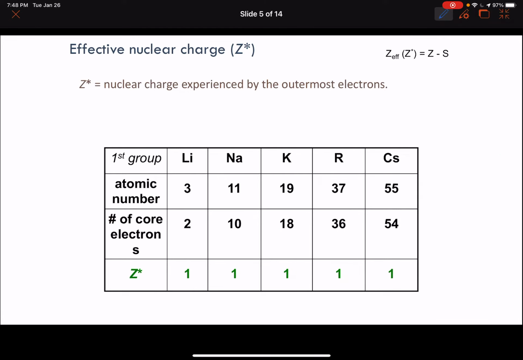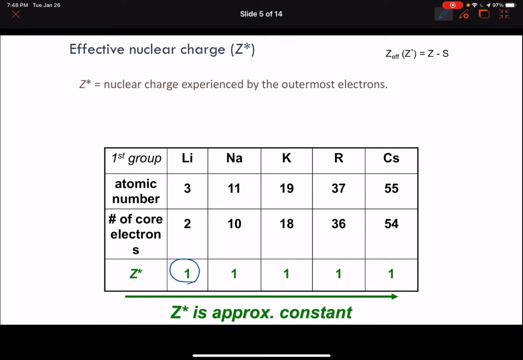Okay, so with that, hopefully you were able to predict that our effective nuclear charge is simply 1 in each case. Again, 11 minus 10 is equal to 1. 19 minus 18 is equal to 1. 37 minus 36 is equal to 1, etc. So we've just learned that the effective nuclear charge is approximately the same as we go down a column in the periodic table. So this concept is not going to help us understand and rationalize why there might be trends down a column in the periodic table.